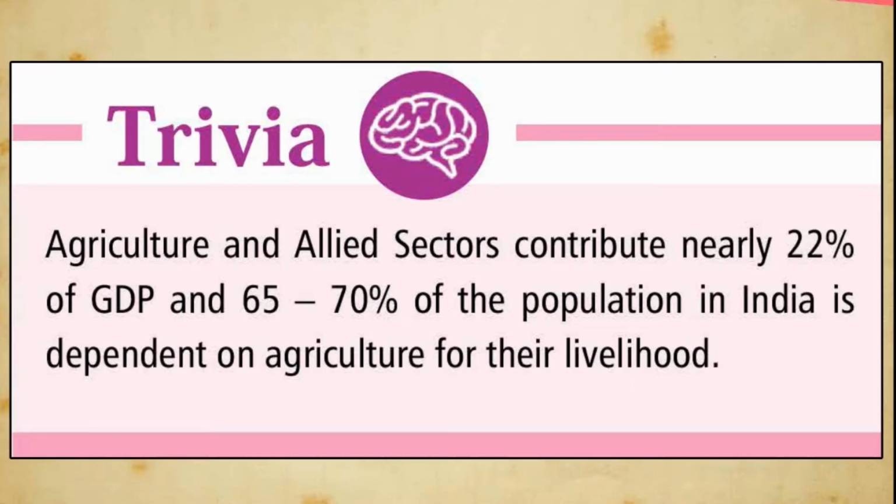Trivia. Agriculture and allied sectors contribute nearly 22% of GDP and 65 to 70% of the population in India is dependent on agriculture for their livelihood.